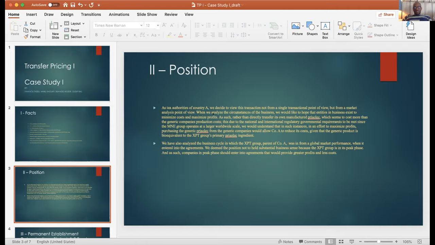So it therefore reinforces our view that the transaction in and of itself was a transaction to reduce the profits that will be taxable in our country. And even though we approach XPT Group as the tax authority within our tax agency, we have individuals that are specialized in analyzing the economic impacts of business activities from country to country.